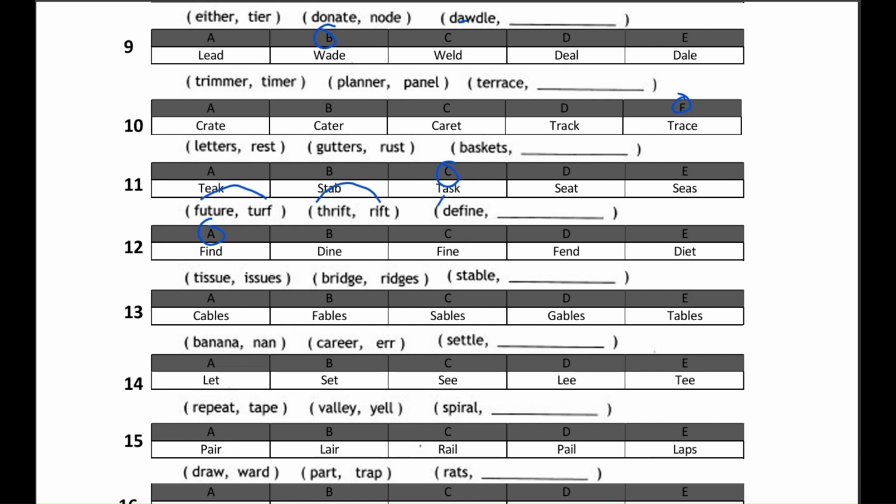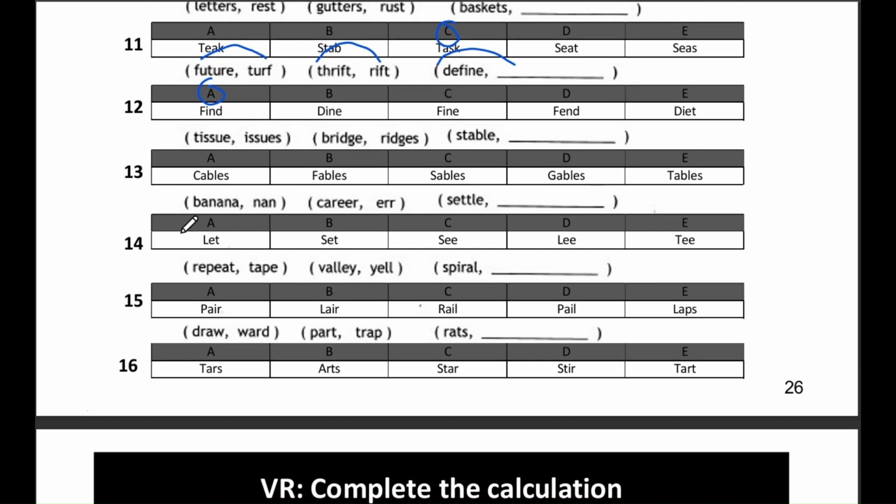Question number 13. Let's move on to question 13 with the pairs tissue, issues, and bridge, bridges. What will happen to stable? We have the options. A, cables, B, fables, C, sables, D, gables, or E, tables. The correct answer is E, tables. The same rule that was applied to the first 2 pairs turns stable into table.